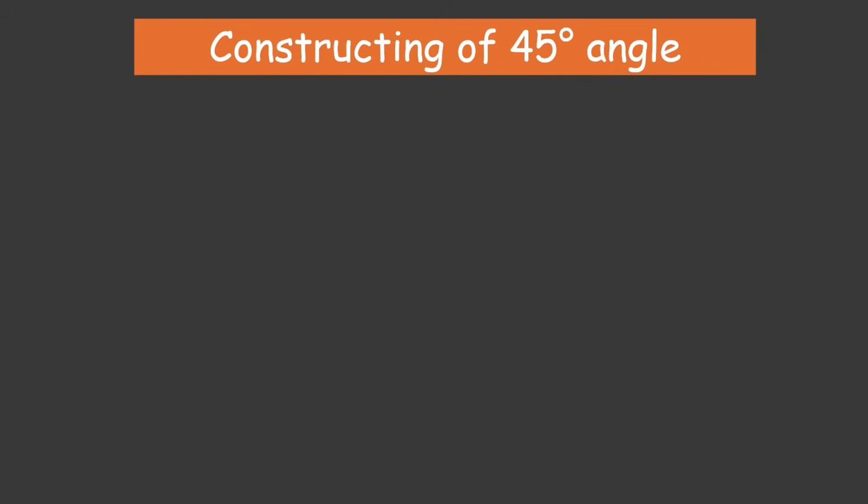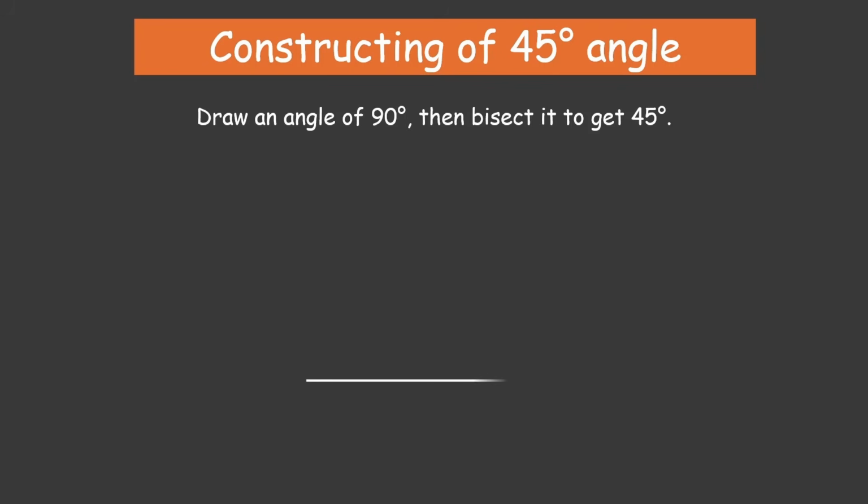Let us now construct a 45 degree angle. So we saw how to bisect an angle. So we can just draw an angle of 90 degrees and then bisect it to get a 45 degree angle. So we have this line segment AB and now we are going to draw an angle of 90 degrees on A. We keep the compass here and draw a semicircle.